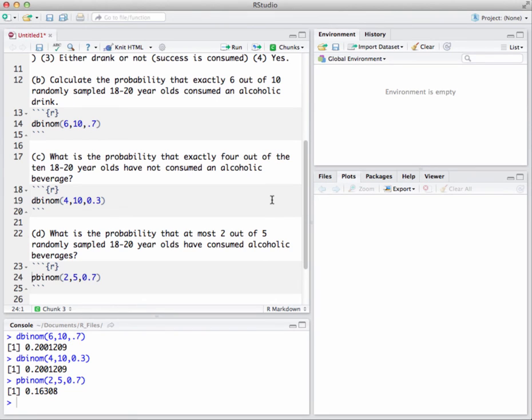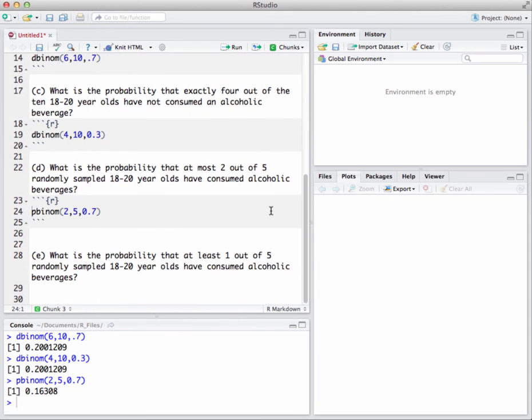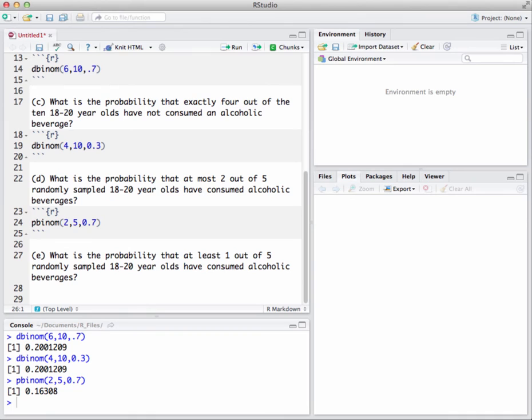It comes back to about 16.3% of the time you would expect to find 2 or less, okay? All right, one last one. I'm going to be able to end this video on an upswing. And it says, what is the probability that at least 1 out of 5 of the randomly selected 18 to 20-year-olds have consumed alcoholic beverages?